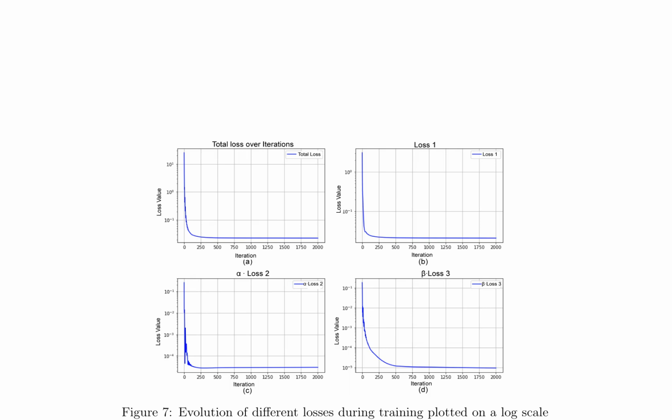The research paper presents a comprehensive analysis of the evolution of different losses during training and the convergence behavior of a neural network in solving an obstacle problem. Figure 7 illustrates the evolution of various losses over the number of iterations, including the total loss, loss 1, loss 2, and loss 3.